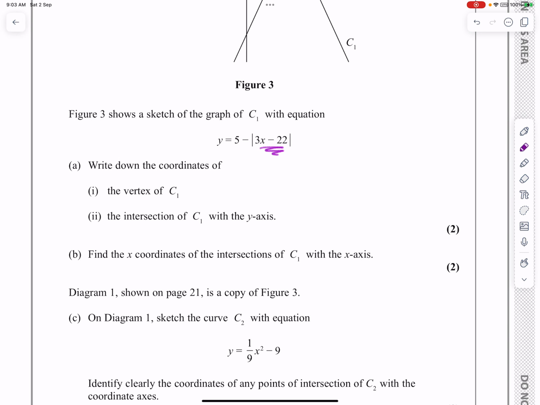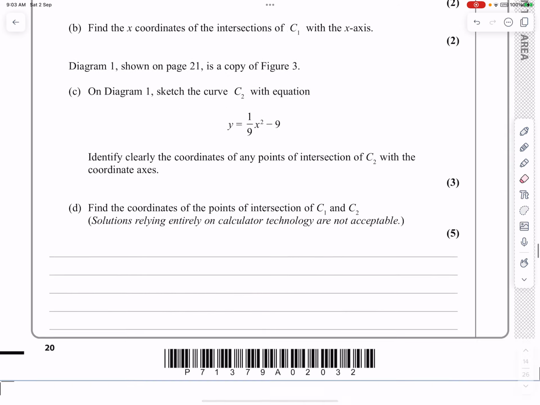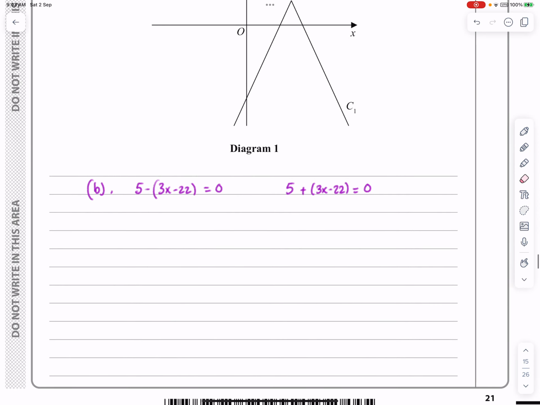If 3x minus 22 works out to be a positive value, then it's just 5 minus it. And if it works out to be a negative value, we're taking the modulus of it, so we're taking the negative of the negative there. Hopefully that makes sense to you. As we go through to solve those, I'm going to get two values for my answer. So I'm going to get 5 minus 3x plus 22 equals 0, which is going to give me minus 3x is equal to minus 27, which is going to give me x equals 9.